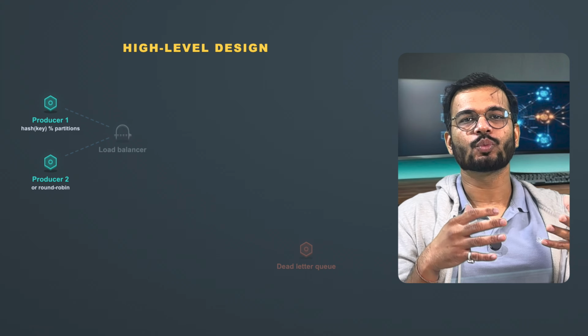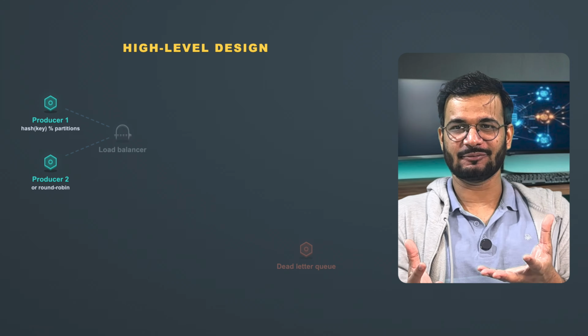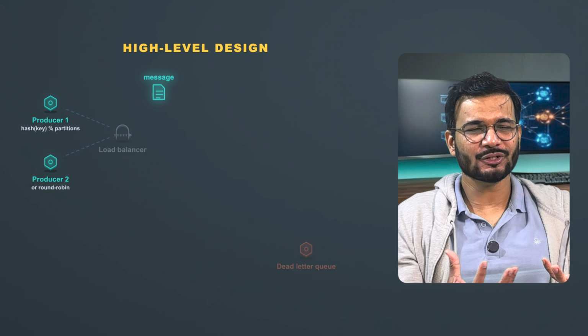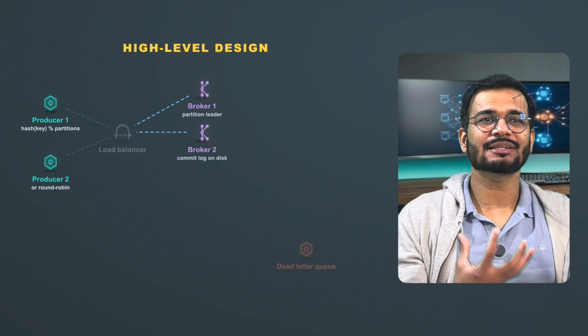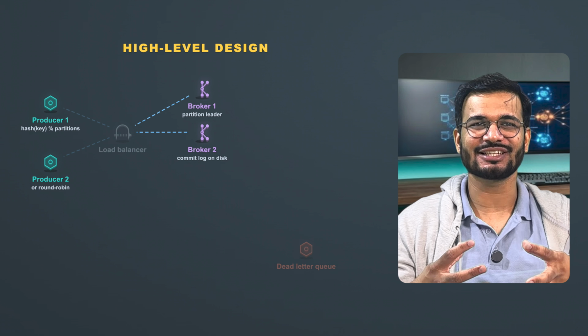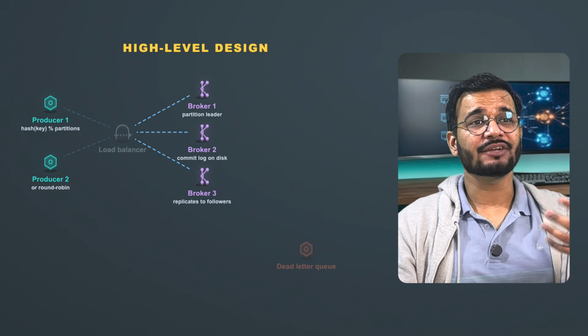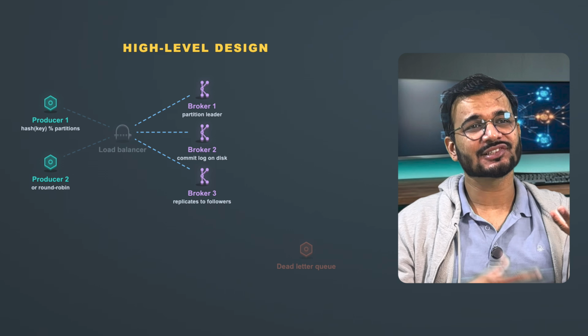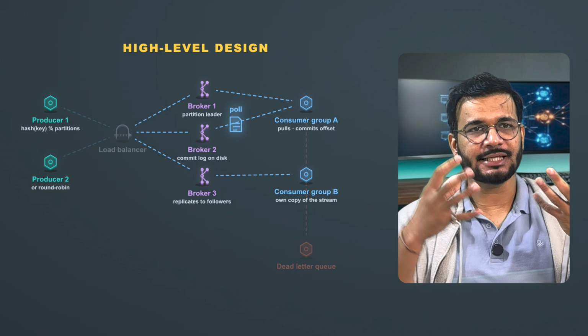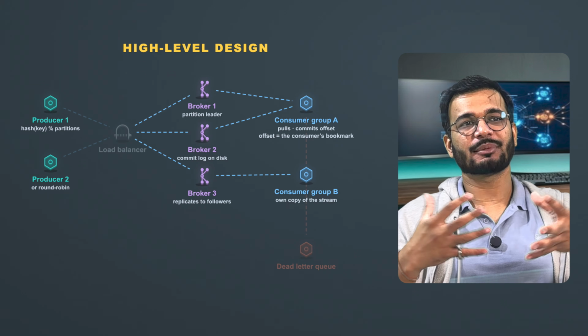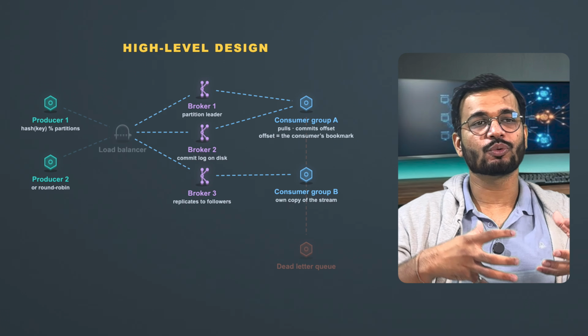Okay, now we will enter the high-level design. There are 4 main roles in the system. First is the producer. The producer serializes a message, then picks a partition by hashing the message key or round robin, and sends that to that partition's leader broker. Then we have a broker. Broker is the server that holds the data. Each broker owns some partitions, appends messages to that partition's commit log, and replicates to the follower brokers.